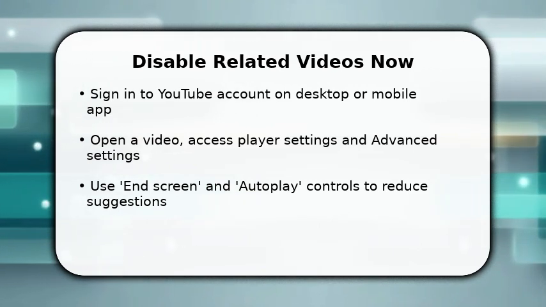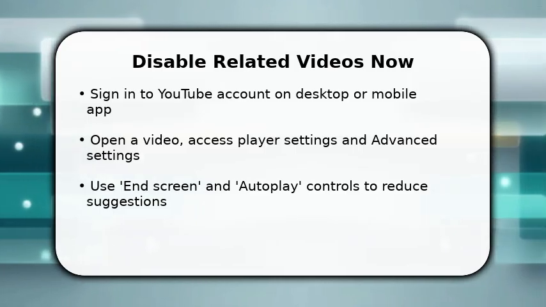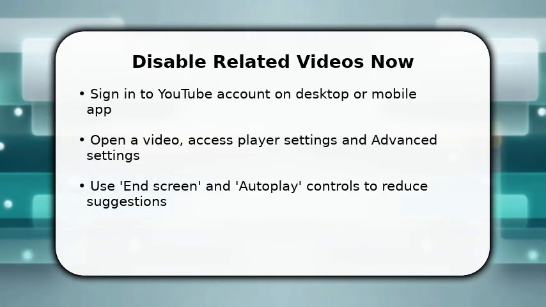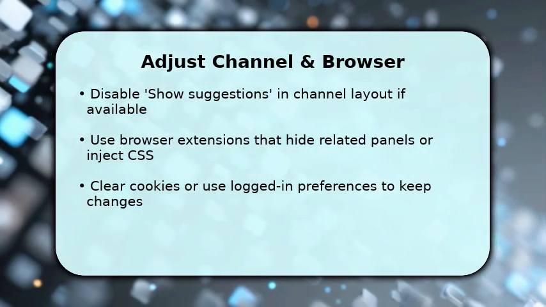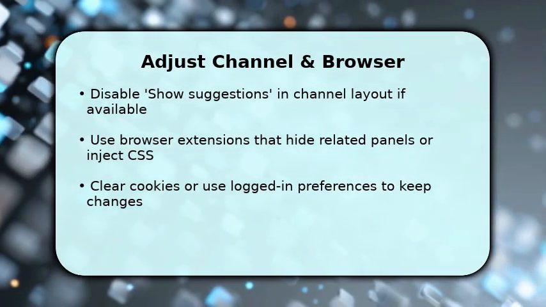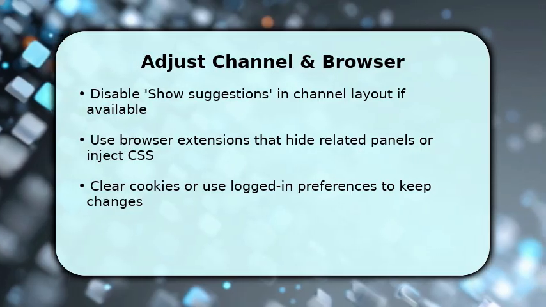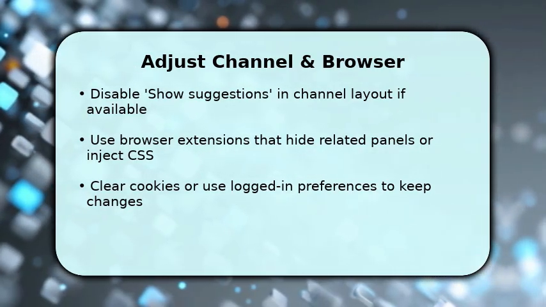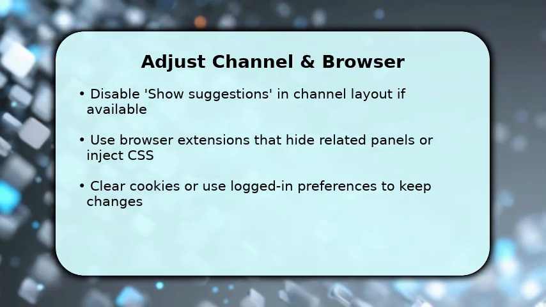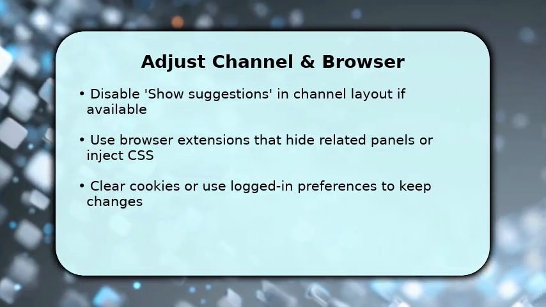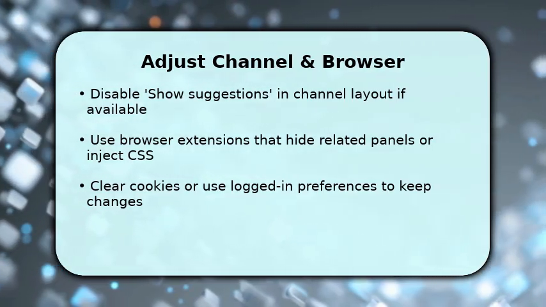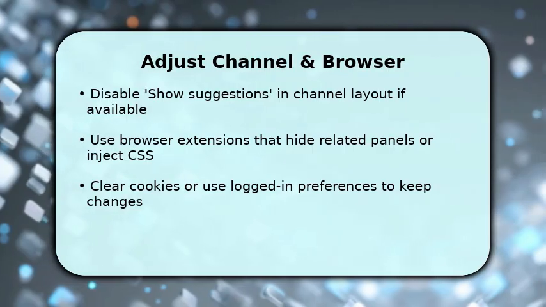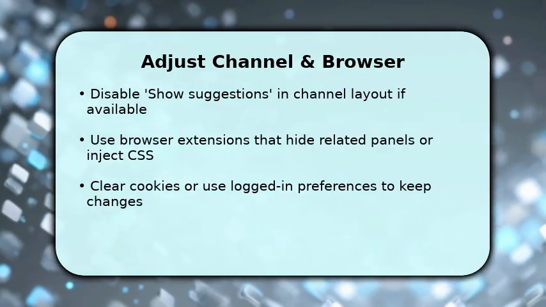Next, change channel level and browser measures because per video tweaks sometimes revert. You should open your channel customization and hide sections like recommended or popular where YouTube surfaces related videos. This reduces cross-video suggestions. Then install a reputable browser extension or custom CSS to remove the right column related panel. That blocks the UI element directly.